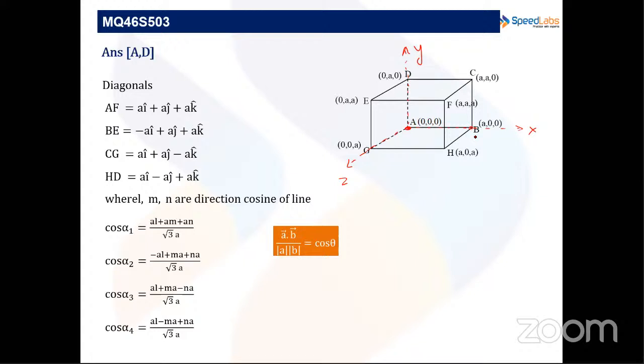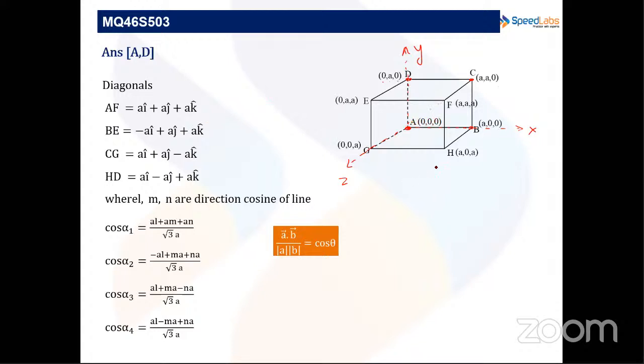So point B will have the coordinates a, 0, 0. Point C, it is along x and y, so it is having the coordinates a, a, 0. Point D is having coordinates 0, a, 0, and similarly we can find the coordinates of the other points. Now we are concerned here about the body diagonals. So body diagonals are AF.